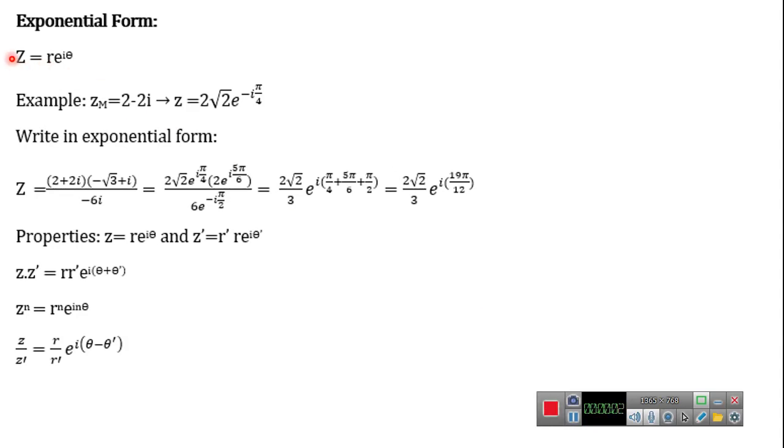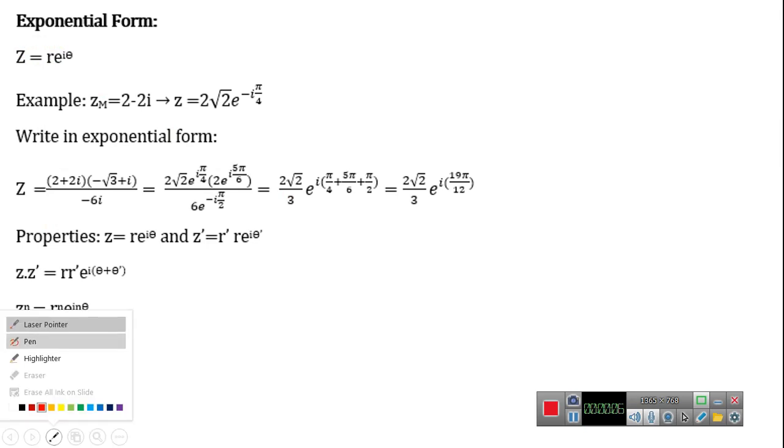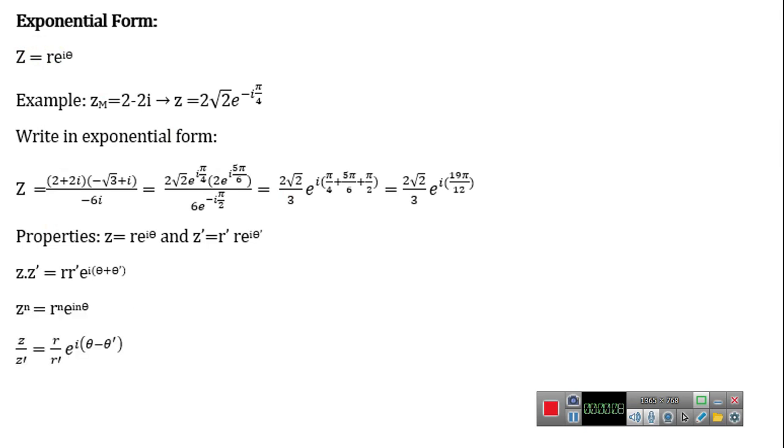Now we're going to talk about exponential form. Before, we used to write it in polar form, for example, r theta. Now we're going to write it in exponential form. To write it in exponential form, we say this is r e^(i theta). This is the norm, or modulus, and this is the argument.